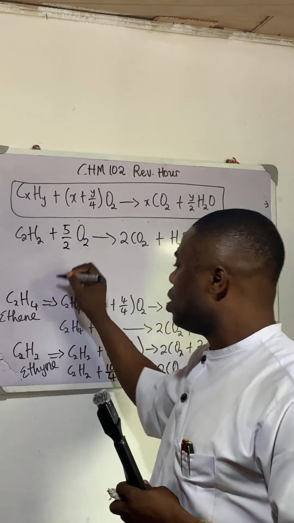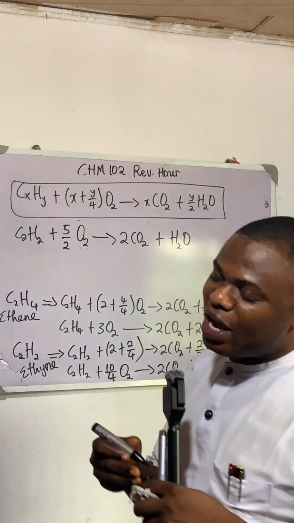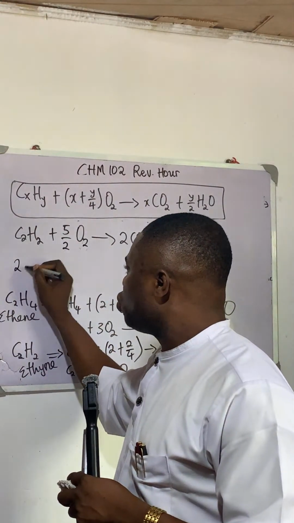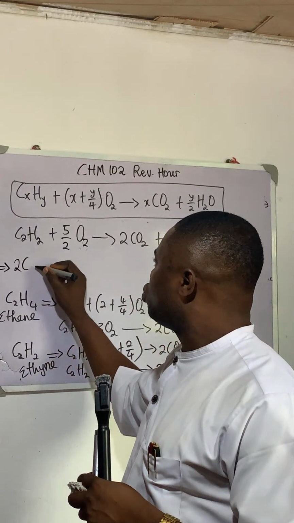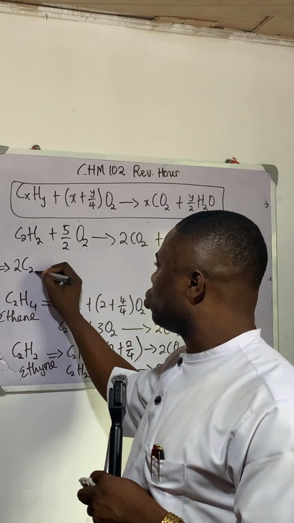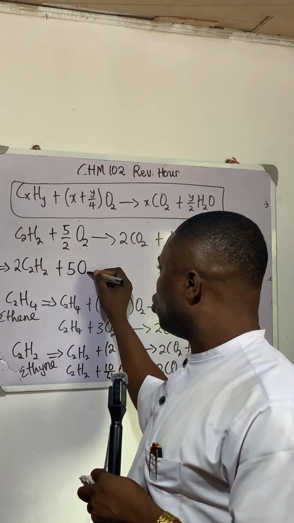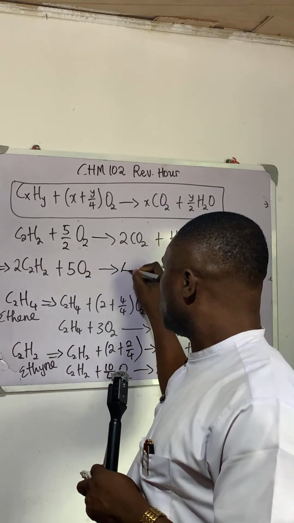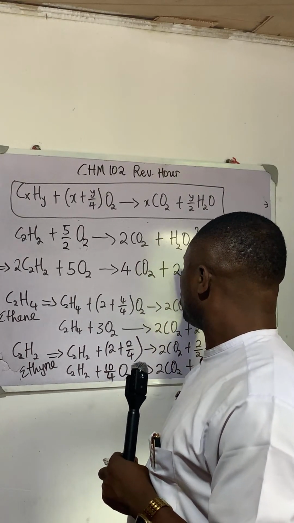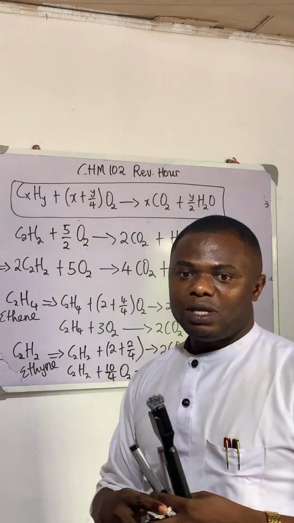Let me tell you what to do. This is over 2. Now multiply through by 2 in order to eliminate the half. That implies 2C2H2 plus 5O2, giving you 4CO2 plus 2H2O.